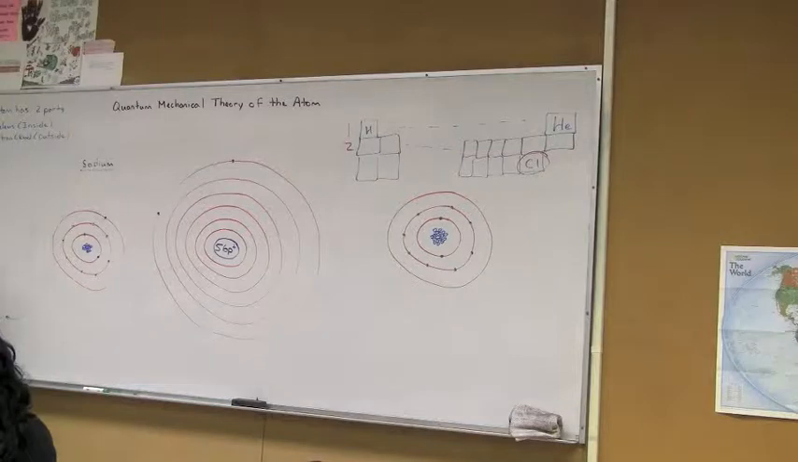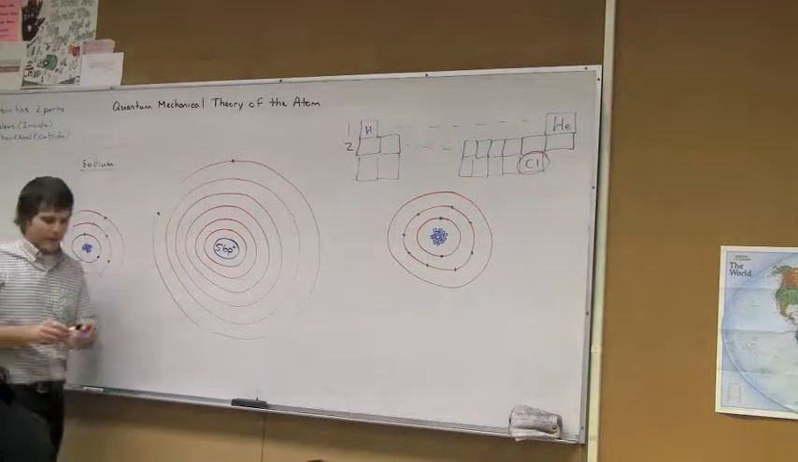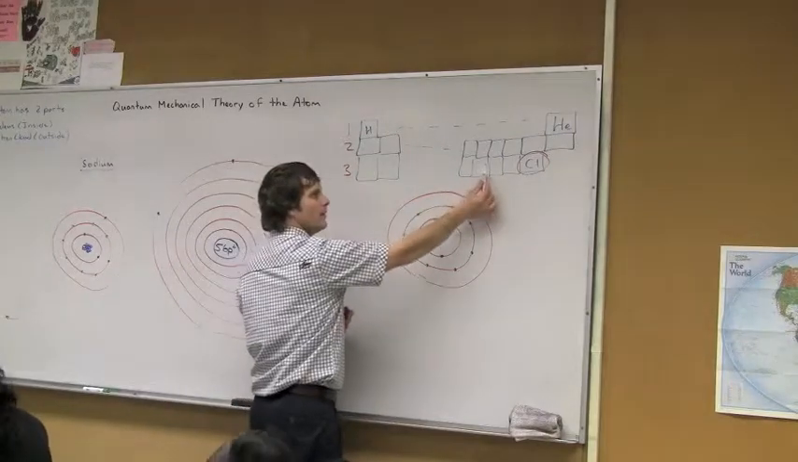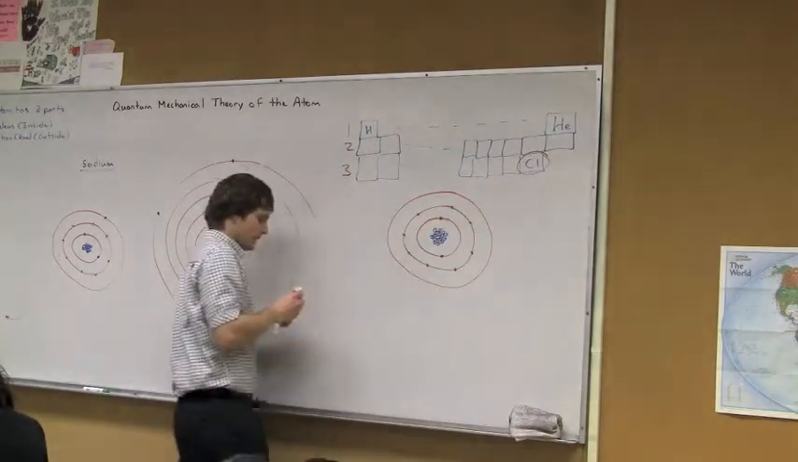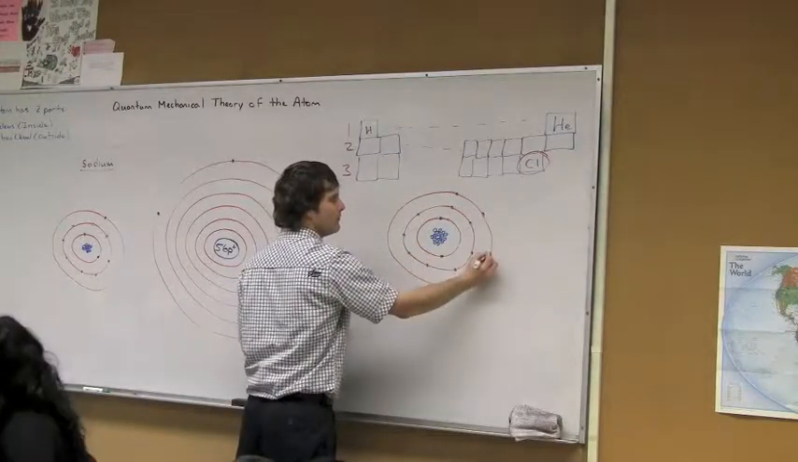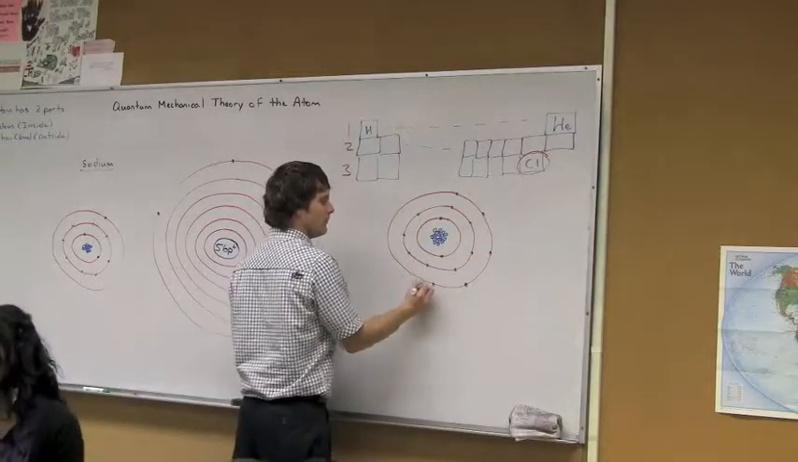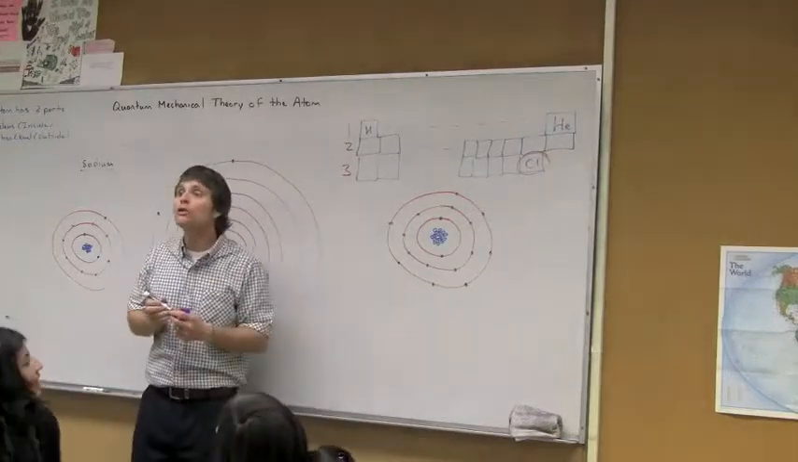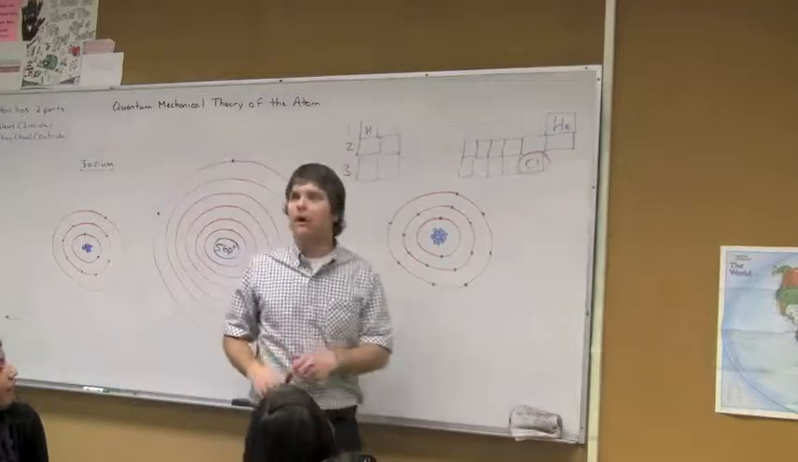Okay. And then finally in the last energy level number 3, 1, 2, 3, 4, 5, 6, and 7. Oh, I did the wrong number. 7. And that's chlorine, the most important part of chlorine.